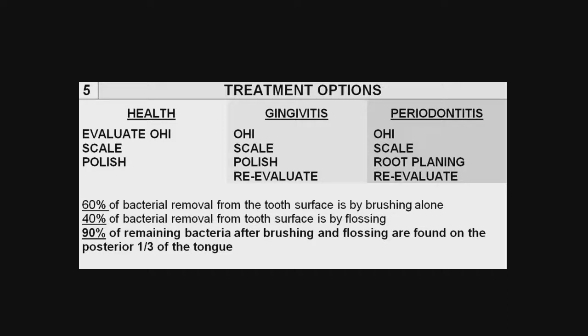Now below we have some significant information. Remember, a tooth has a lingual surface, a biting surface, and a facial surface. This is the area that is cleaned by the toothbrush. That's 60% of the tooth. But also there's an interproximal area where you cannot reach with a toothbrush, and this is the area where we floss. So 40% of the bacteria that are around the teeth is in the interproximal area.